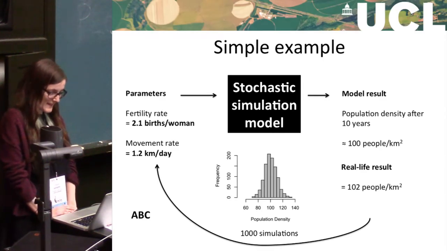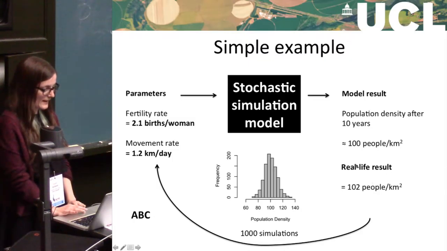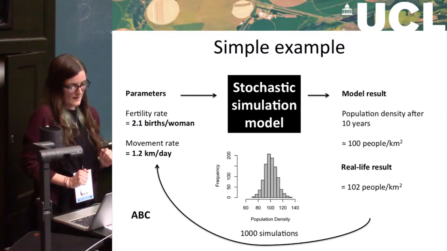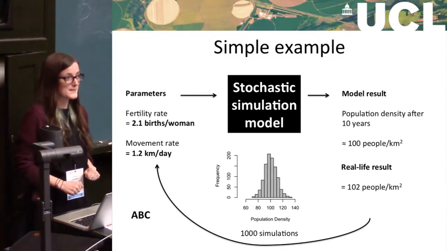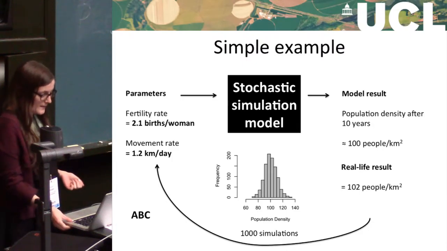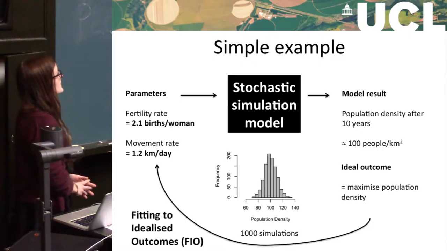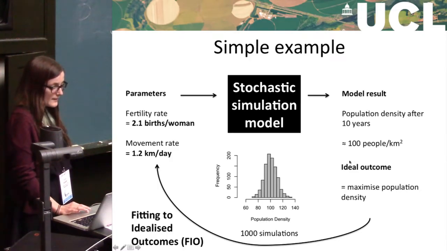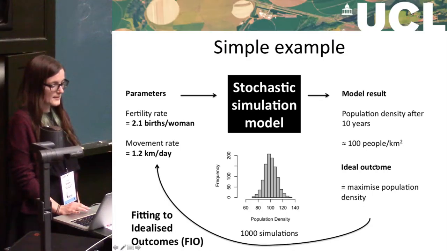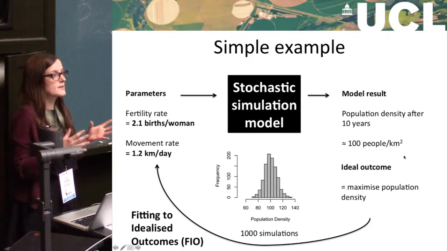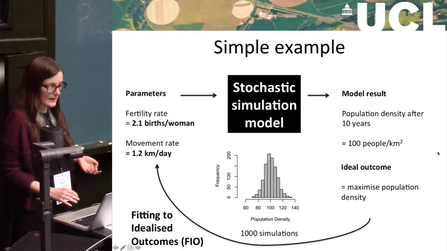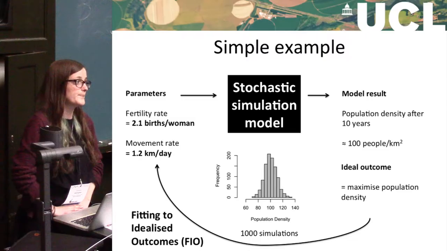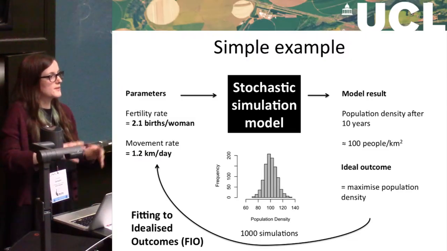And again, in archaeology, having this real-life result with a high definition of accuracy is also difficult. So the way we did it was we used an approach called fitting to idealized outcomes. This is where, instead of having good resolution data for the idealized outcome, we just have an idea. So for example, here we want the population density to be at its maximum.